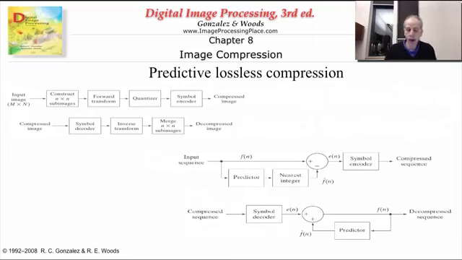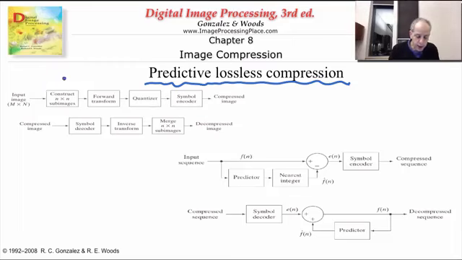The idea behind that is what's called predictive lossless compression. So for comparison, I left here the basic diagram that we have seen so many times already for JPEG, while this is the basic diagram for predictive coding. And the basic idea of predictive coding is very, very simple. It's even simpler than the idea of JPEG. Let's just illustrate that with an example.